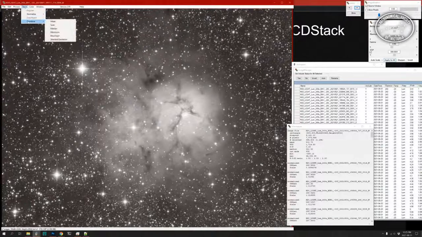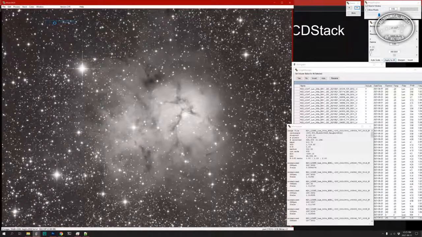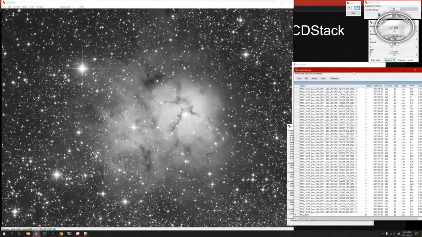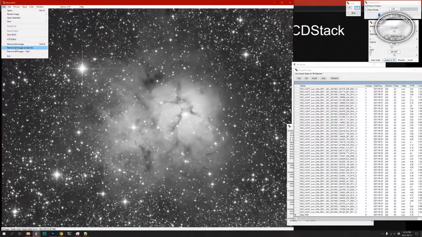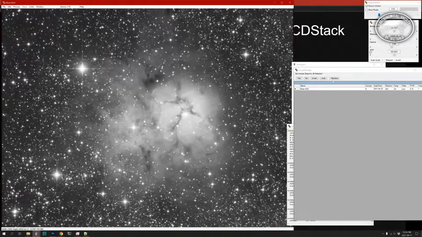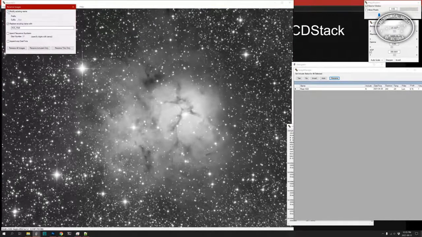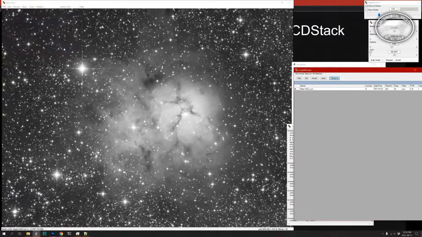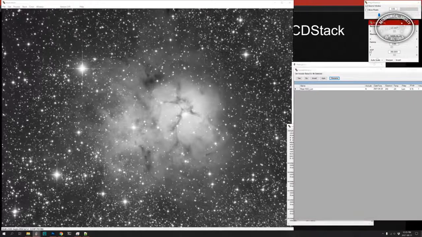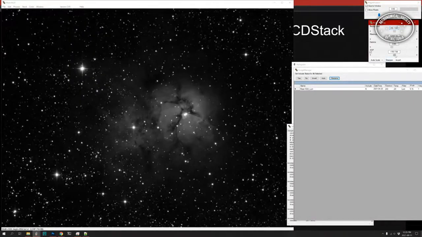But I can now say combine mean, so take an average of all of those subs, having disregarded the rejected pixels. And now I have this guy here. I can actually remove all the rest of them. I'm going to rename it and add Loom to its name. So it's now called Mean M20 Loom. And that is a stack of my Loom subs.